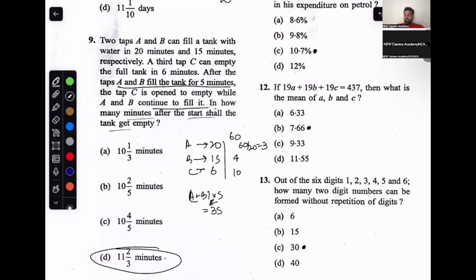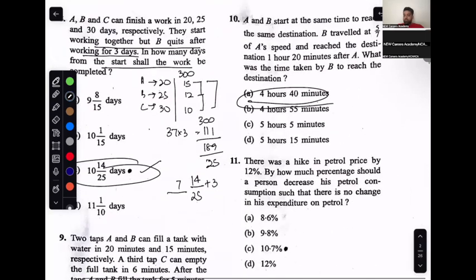Now C is empty. C is now going to start. C is the one which is empty. So 3 plus 2, 7. 7 minus 2 makes it 3. So how much time will it take? 11, 2 by 3 minutes is your time to empty the tank. So we did now 9 questions. Now let's do the 10th.